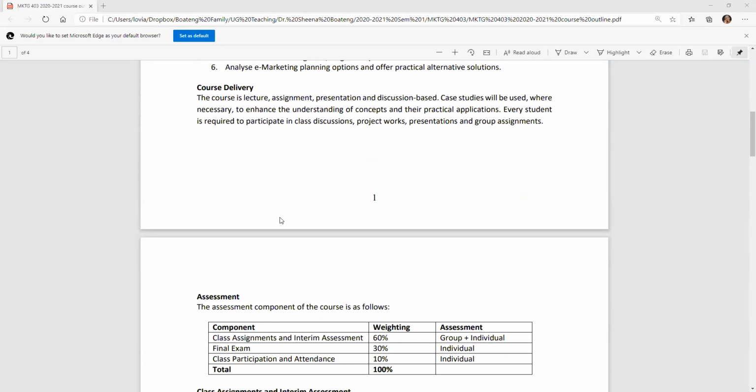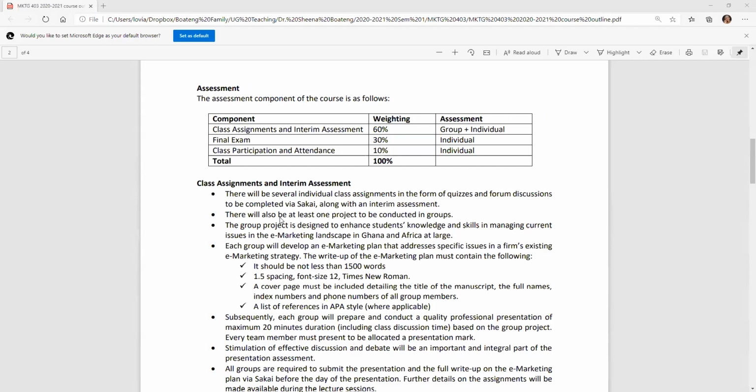Now, as regards assessment, 60% of your score is going to be based upon the class assignments that we will do. And all these assignments will be done through Sakai. So periodically you will have to participate in forum discussions as well as answer certain questions through the Sakai platform. There will also be an interim assessment somewhere at the 3rd week mark, where you are going to write a short IE also on Sakai. All these will contribute towards 60% of your score.